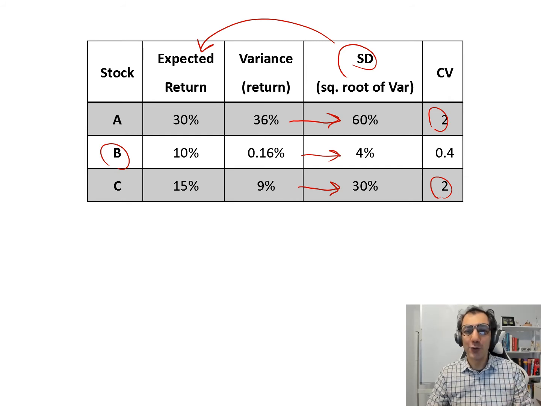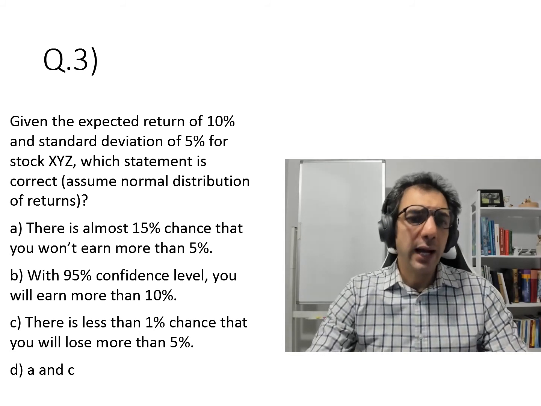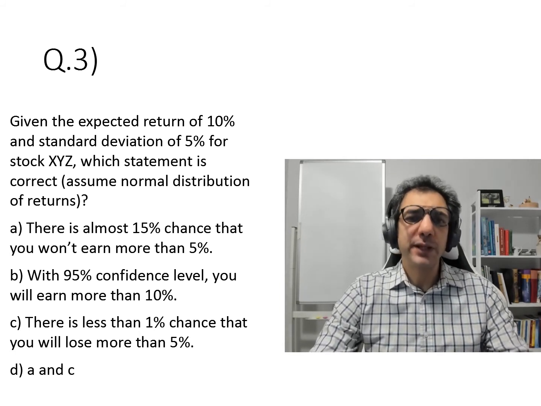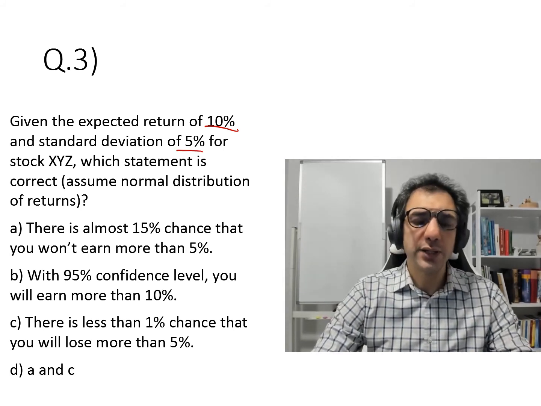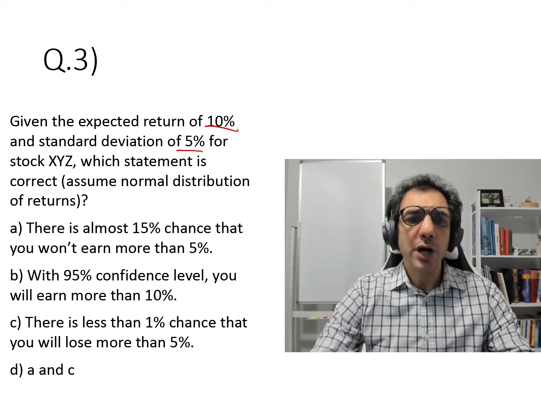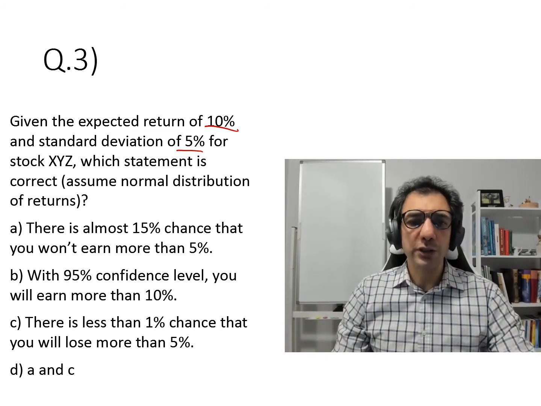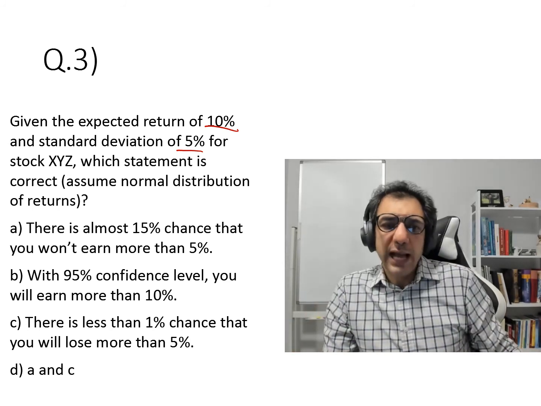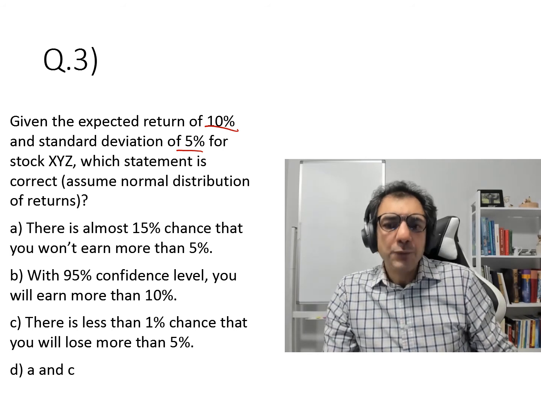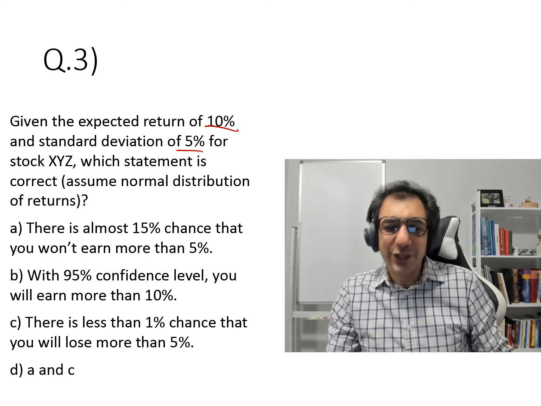Let's look at the next question. Question 3, we have the expected return of 10% and the standard deviation of 5% for the stock XYZ. Based on this, and assuming a normal distribution, which statement is correct? In this question, we are using VaR, or value at risk, to find the worst case scenario and the best case scenario.